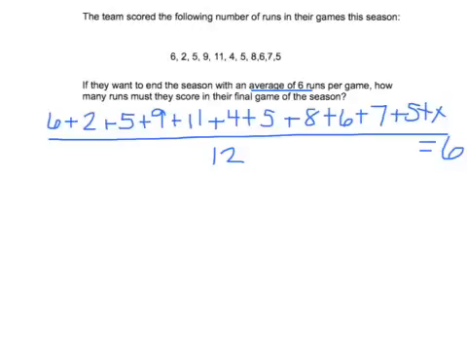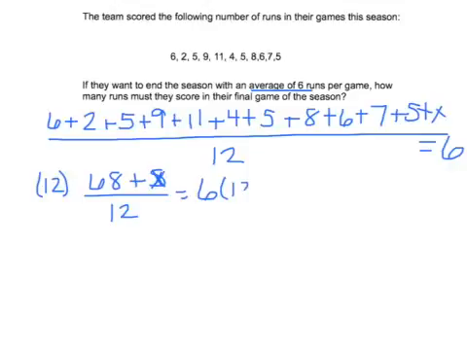Step 2, let's add all this stuff up together. So we want to add up all those numbers. And when I add all those numbers up, you should end up with 68. So I've got 68 plus X divided by 12 equals 6. We're trying to solve for our variable. So I'm going to start by multiplying by 12. That will get rid of my 12, and I'm still left with 68 plus X. And we would need to do 6 times 12, which would be 72.